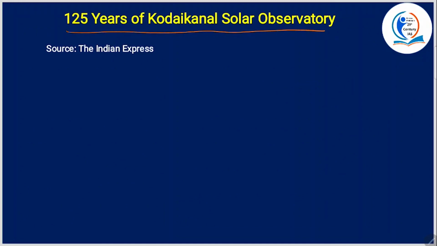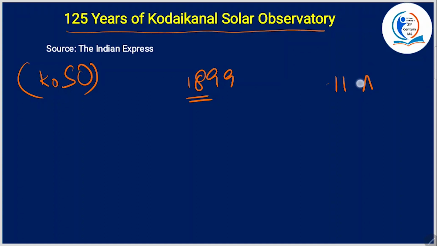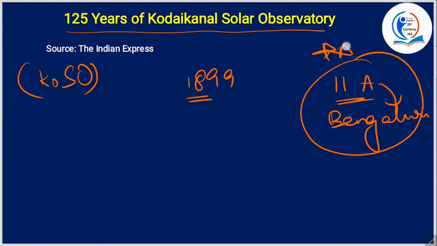125 years of Kodaikanal Solar Observatory. So, some basics about Kodaikanal Solar Observatory. It is also known as KoSO. Okay. So, it is located in Kodaikanal, Tamil Nadu, and it was established in the year 1899. It is one of the oldest solar observatories in the world and has been at the forefront of solar research for over 125 years. All right. Now, it is operated by the Indian Institute of Astrophysics in Bengaluru. So, this is also one location that you have to remember.